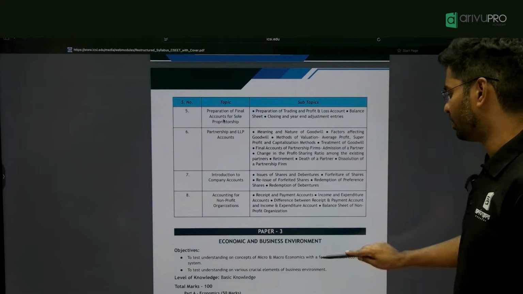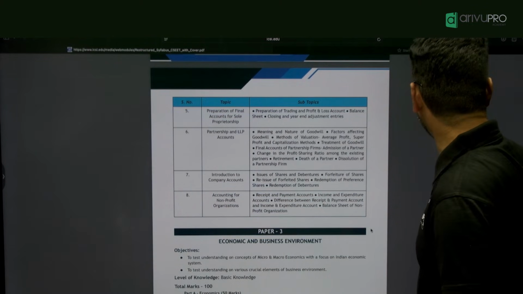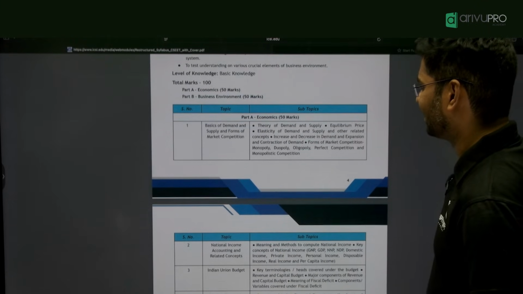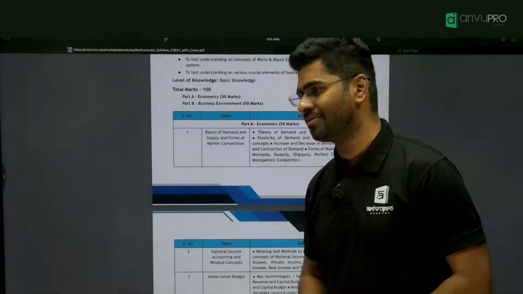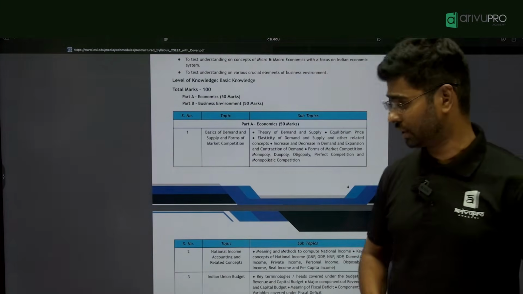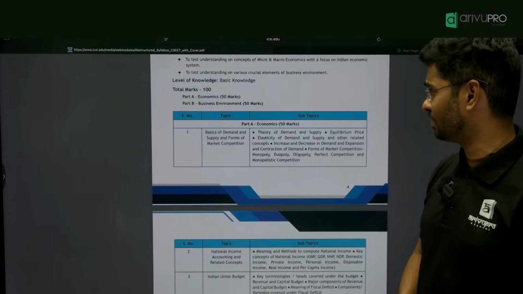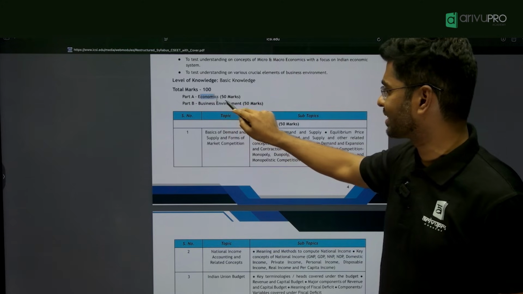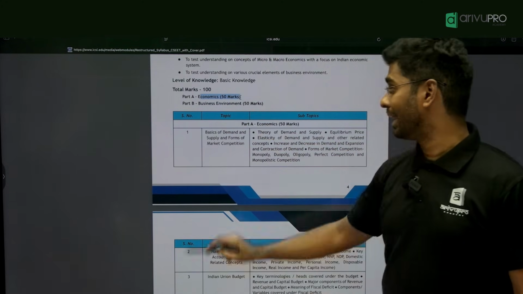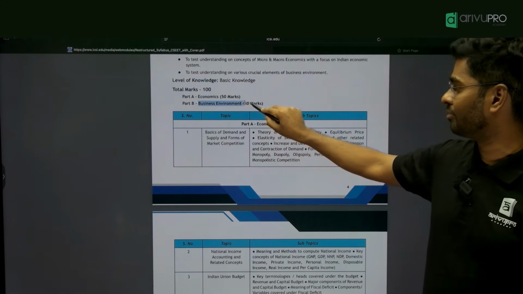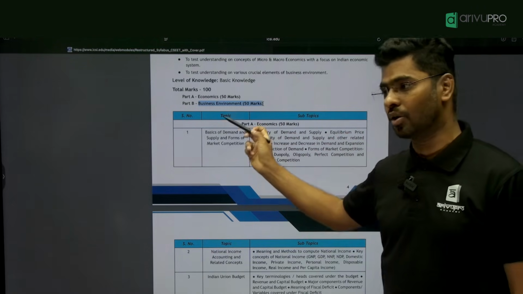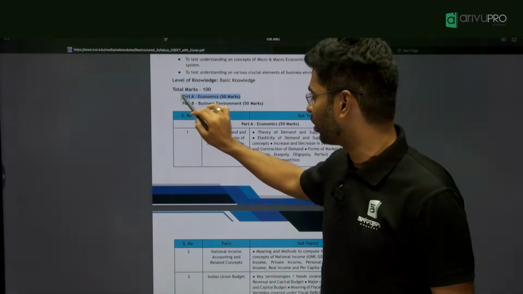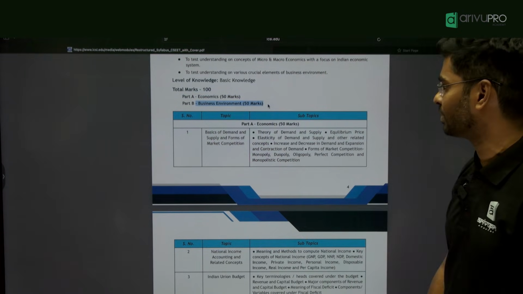Now your third paper is your economics. Now in economics, the first part what you have is your microeconomics, which has got to do with your demand and supply. Now what you need to understand is economics is just 50 marks of my paper and the remaining 50% is your business environment. So it's not just economics for the entire 100, it is 50 and 50. 50 marks is going to be for your economics and 50 marks is going to be for your business environment.